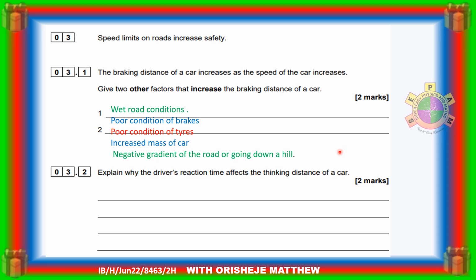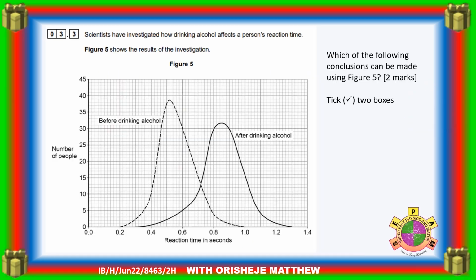Now, explain why the driver's reaction time affects the thinking distance of a car. From the formula for distance, you know that distance is equal to speed multiplied by time. So the longer the reaction time, the longer the thinking distance. That is just what you need to know. So let's go to the next question.